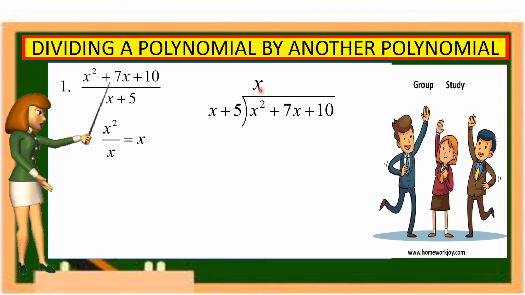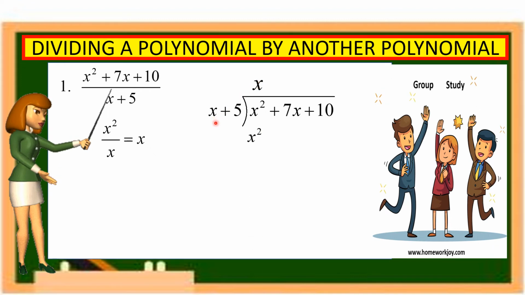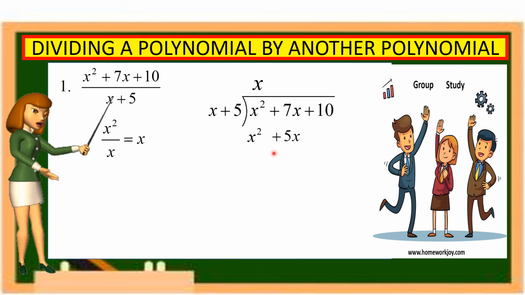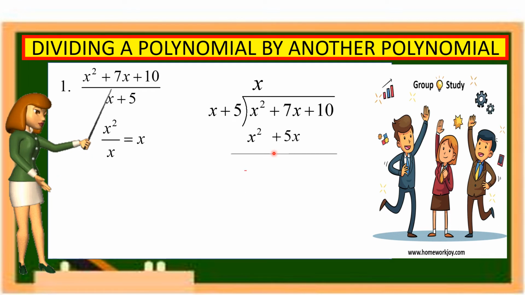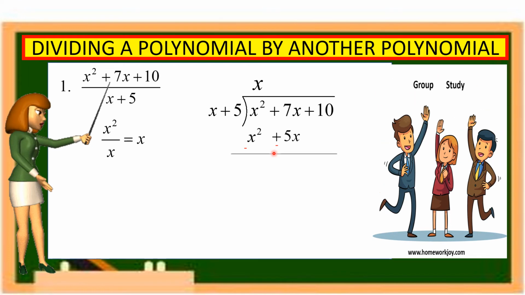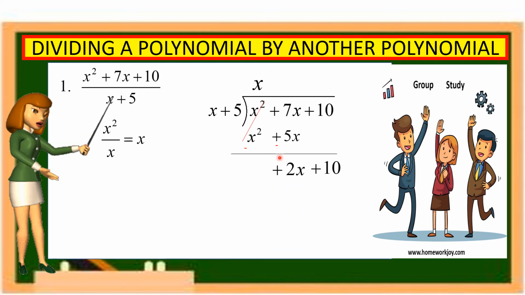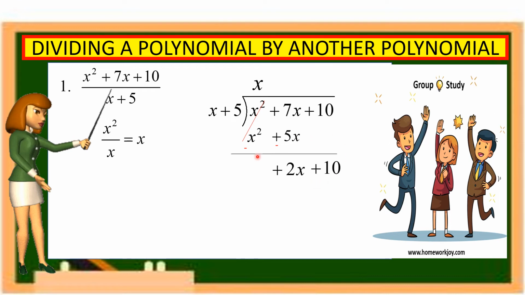We'll write the first quotient in. That is x. Then we will multiply x times x. That is x squared. We'll write the answer here. x times 5. The answer is 5x. Then we will subtract. And subtracting, we will change the sign of the subtrahend. Positive will become negative. Then we can cancel x squared. Then 7x minus 5x is 2x. Then bring down 10. And this is our new dividend.